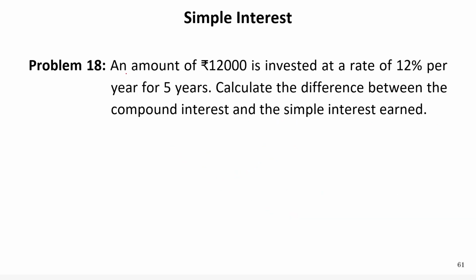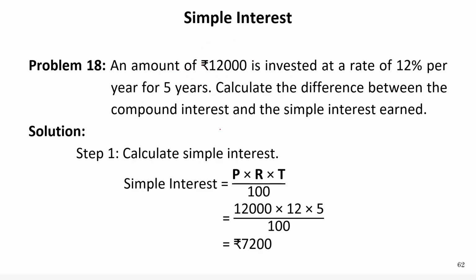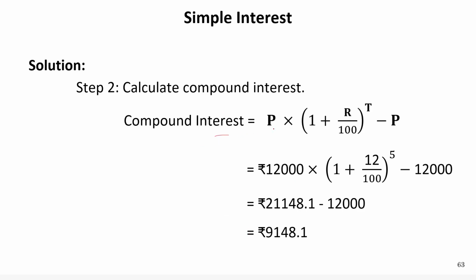Okay. So let's see problem number 18. The amount 12,000 is invested at a rate of 12% per year for 5 years. Then calculate the difference between the compound interest and the simple interest earned. So simple interest is equal to PRT by 100, that is equal to 12,000 into 12 into 5 by 100 is equal to 7200. And compound interest is equal to P into 1 plus R by 100 whole power T minus P.